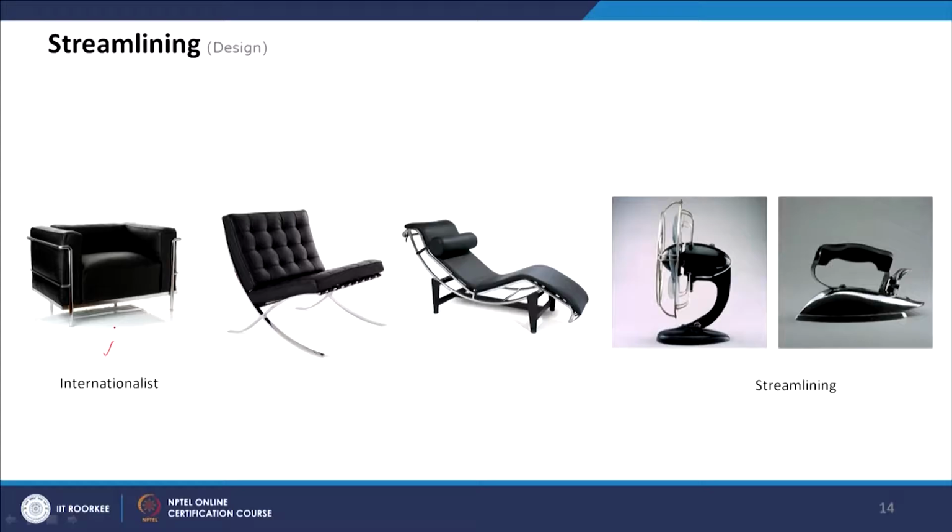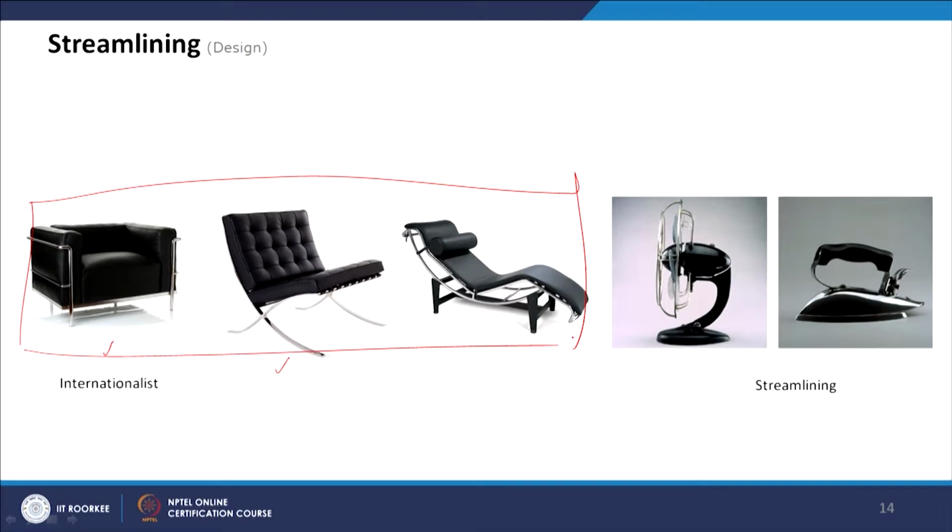This is Corbusier's design. This is the Barcelona chair by Mies van der Rohe, which falls under the internationalist movement, where rectilinearity is there, and the steel is used for its own material beauty, and the colors used were black and white.